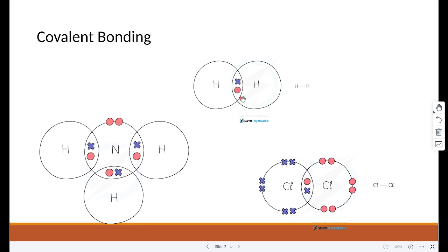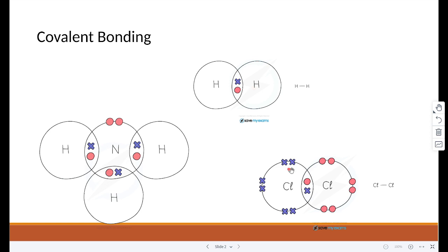As you can see over here, this is hydrogen. Now, hydrogen has one electron in its outer shell. So it needs two electrons to be satisfied. So what is going to happen? Two electrons are going to covalently bond together. So now this hydrogen has two electrons and this hydrogen also has two electrons. So they are both satisfied.